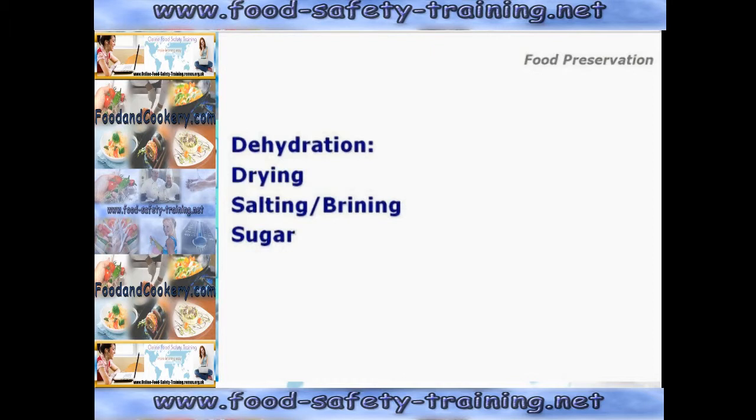Dehydration is another method of food preservation by the use of drying, salting or brining, or the use of sugar. Drying could be undertaken in hot ovens, or in hot countries could be done in the sunshine. The use of salt or brine, salt being the dry salt and brine being a solution of salt, that's used, for example, when we cure pork to make bacon. Either dry salt, which gives a dry cure, or the liquid salt, which gives the cheap and nasty bacon, which tends to shrink quite a lot when you try to fry it.